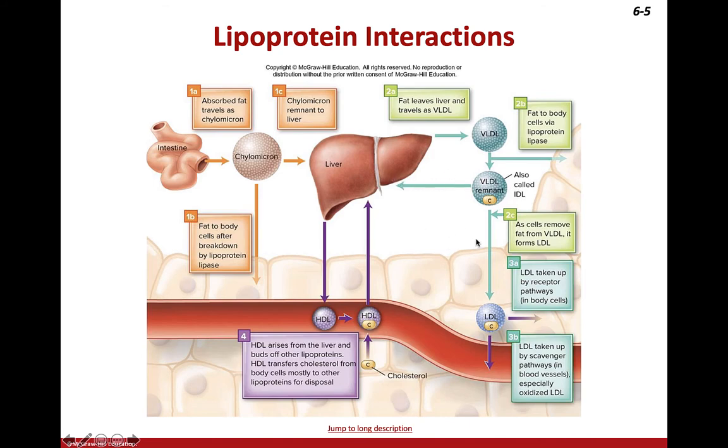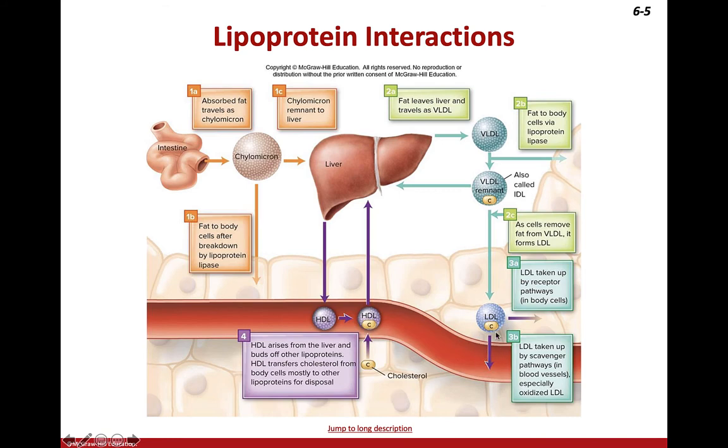Now, as cells remove fat from VLDL, this is how we form LDL. So that's that last phase here. LDL is going to be taken up by receptor pathways in the body cell. And then we'll talk about this a little bit later, as far as the scavenger pathway in blood vessels.